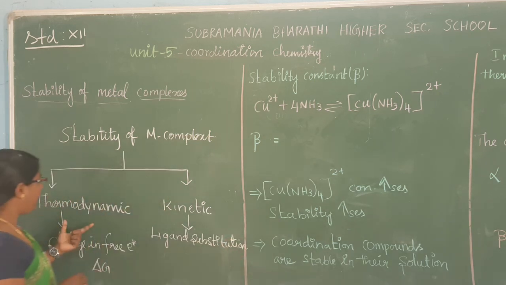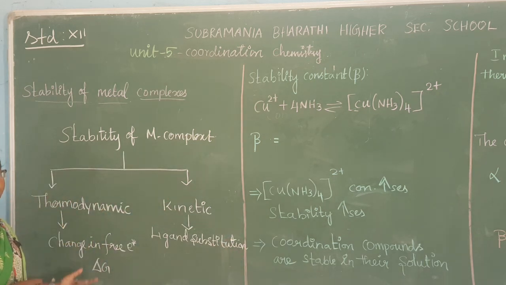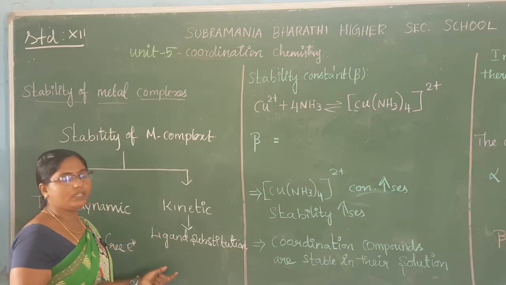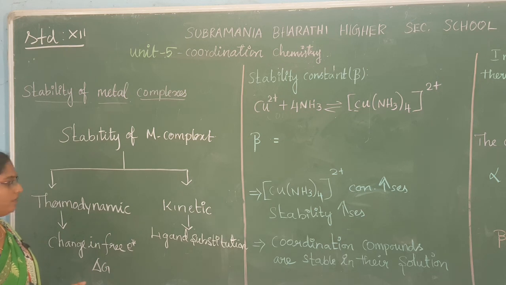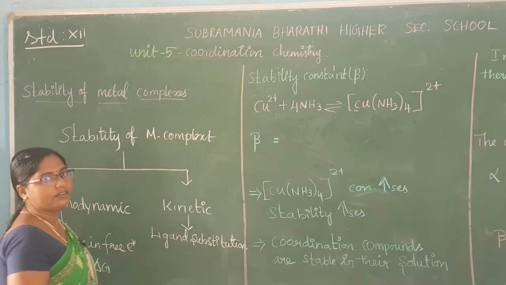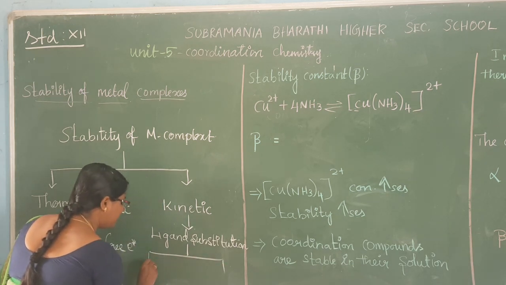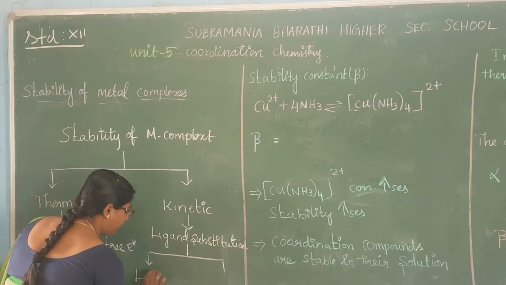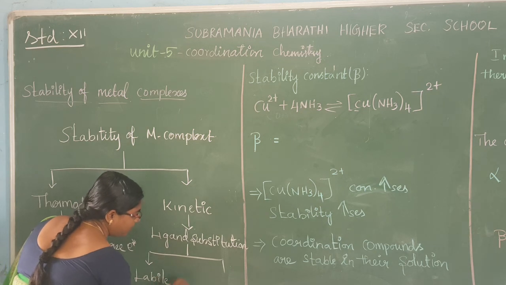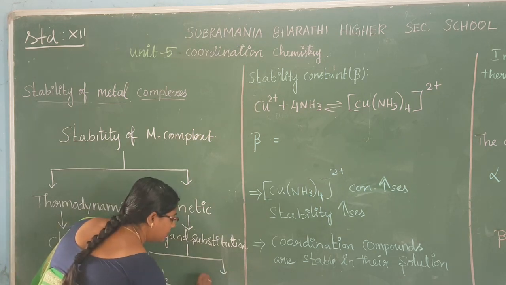So thermodynamic stability refers to the change in free energy when the complex is formed. Kinetic stability refers to the ligand substitution reaction. This ligand substitution reaction is of two types: labile and inert.